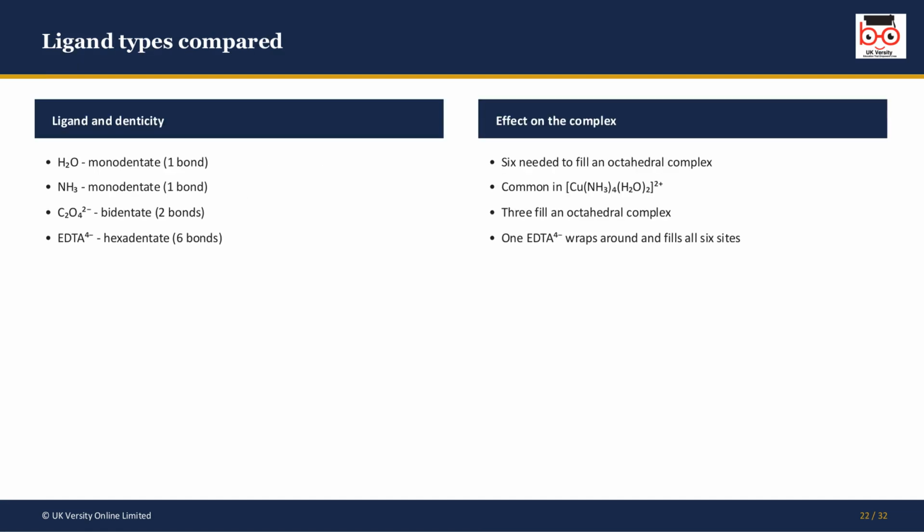Comparing them directly, water is monodentate with 1 bond, ammonia the same, so you'd need 6 of either to fill an octahedral complex. You see that in mixed complexes, like the one with 4 ammonias and 2 waters around copper. The ethanedioate ion is bidentate with 2 bonds, so 3 of them fill an octahedral complex, and a single EDTA⁴⁻ ion is hexadentate, wrapping right around the metal and filling all 6 sites by itself.